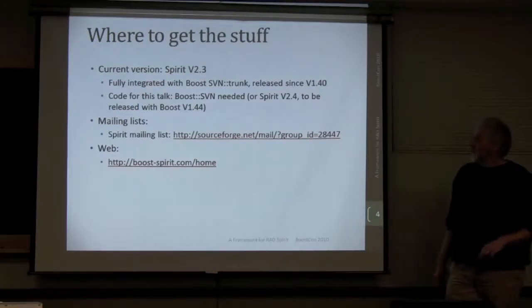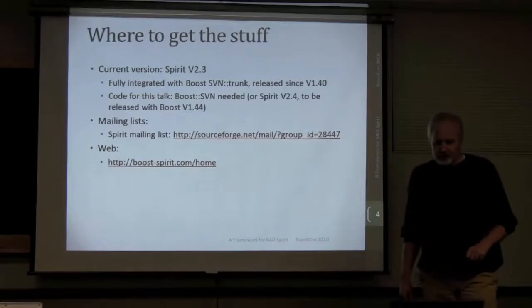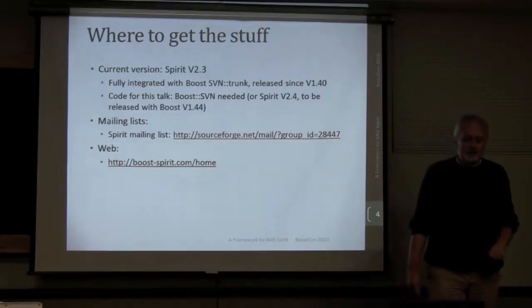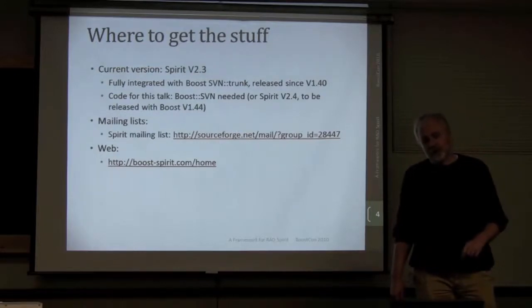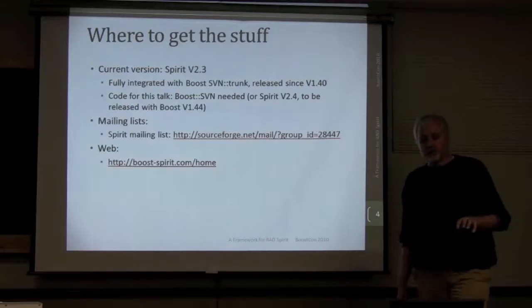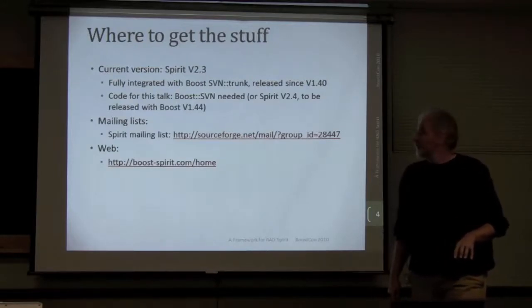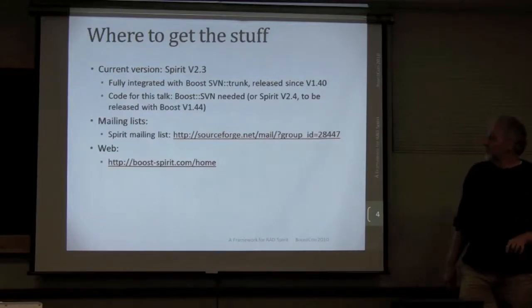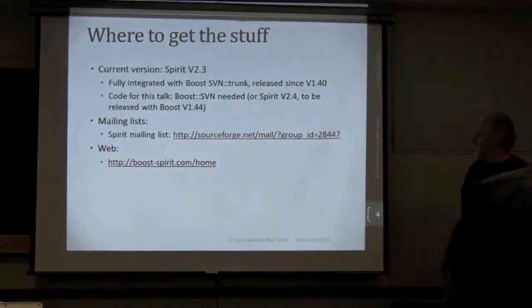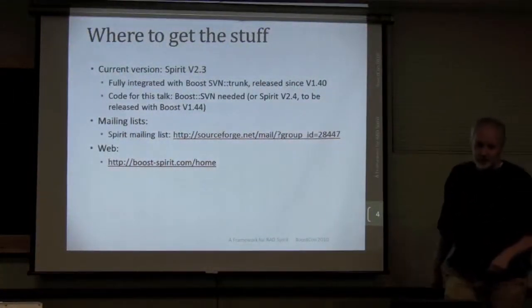Okay, where can you get that stuff? The current version of Spirit is version 2.3, which was released with the latest Boost version last week. The code for this session is available completely from the SVN, and you need to look at the SVN because the code is not contained in last week's release. It will be available with the next version of Spirit, or with the next Boost version.